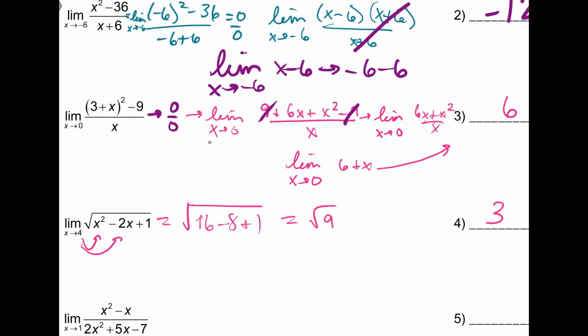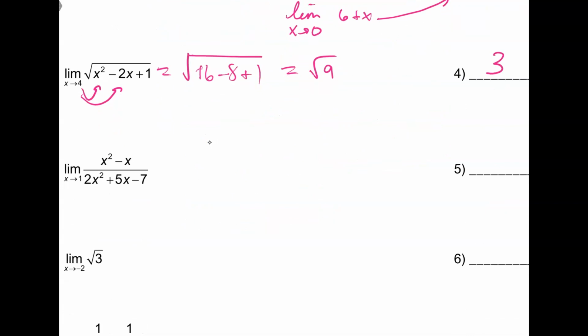Cool. Next, Hannah, what about this one? You take out an x from the top, and then what does this turn into? It turns into indeterminate form, because 1 squared minus 1 turns into 0 on top, and 2 plus 5 minus 7 is 0 on the bottom.